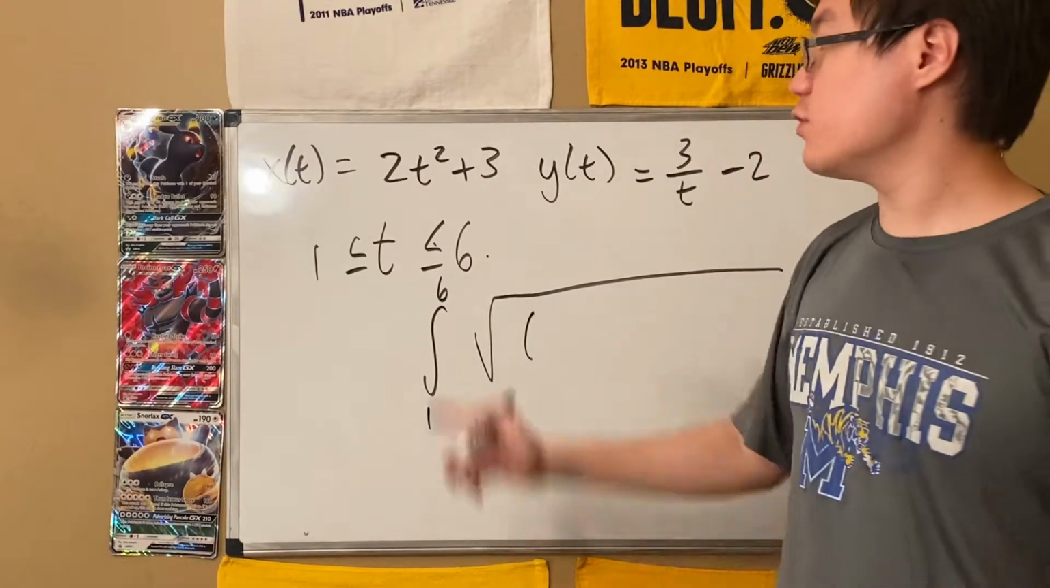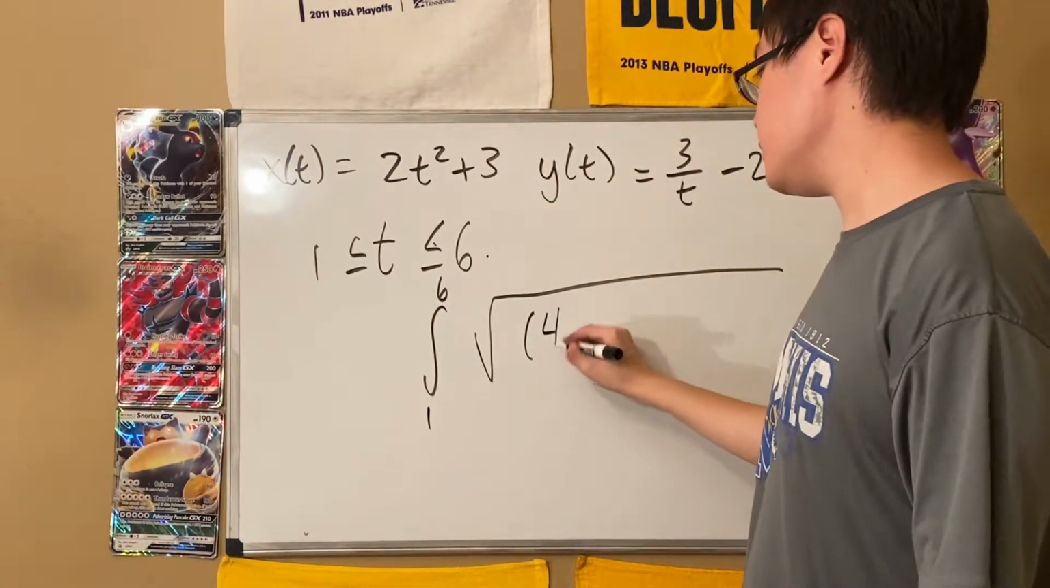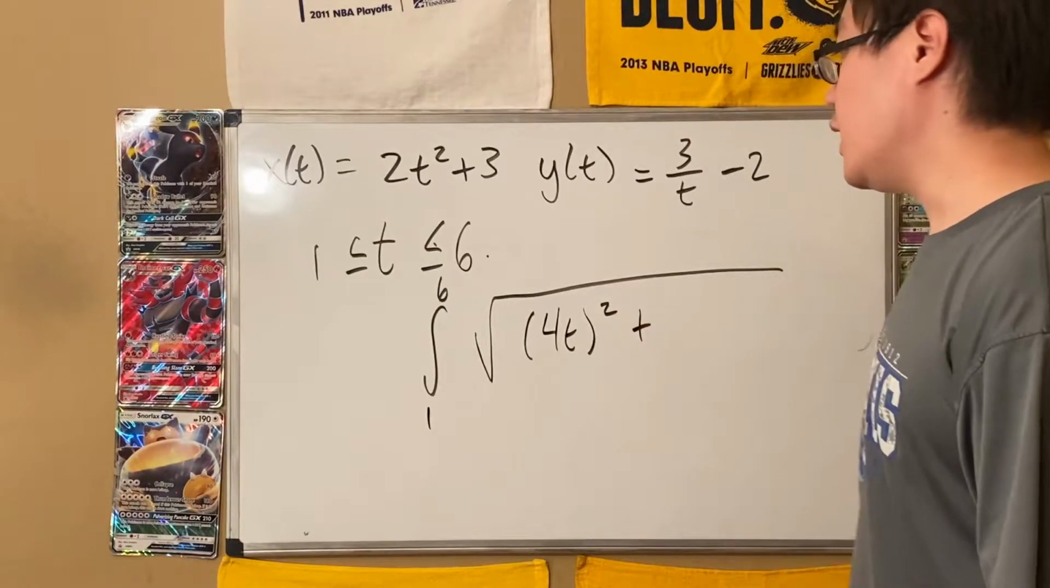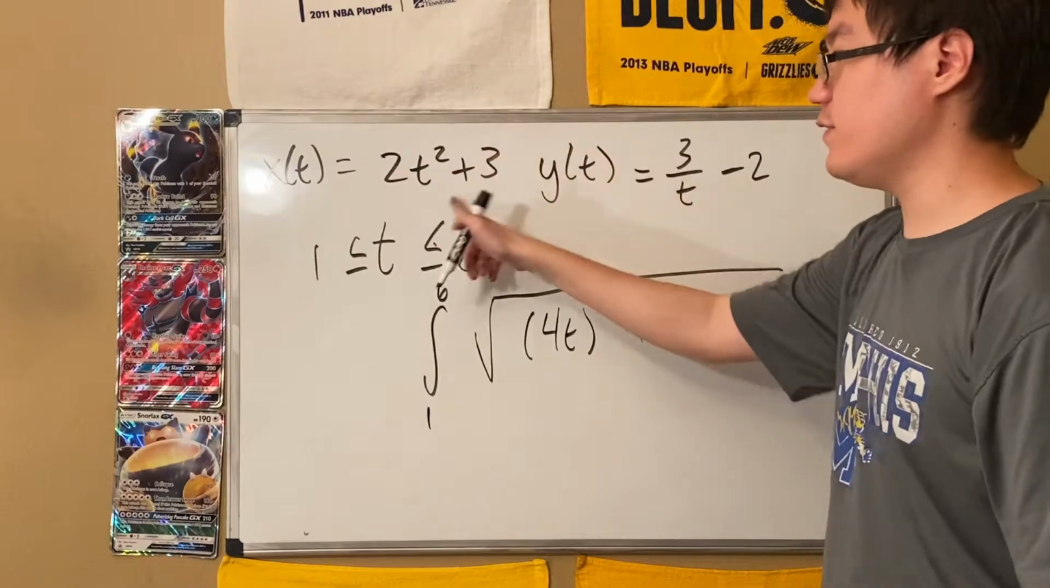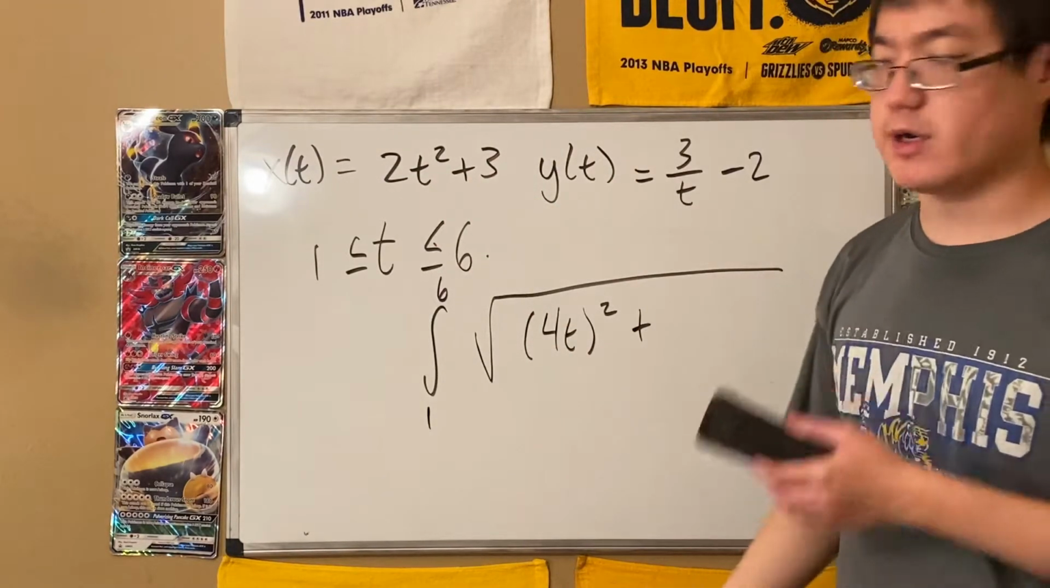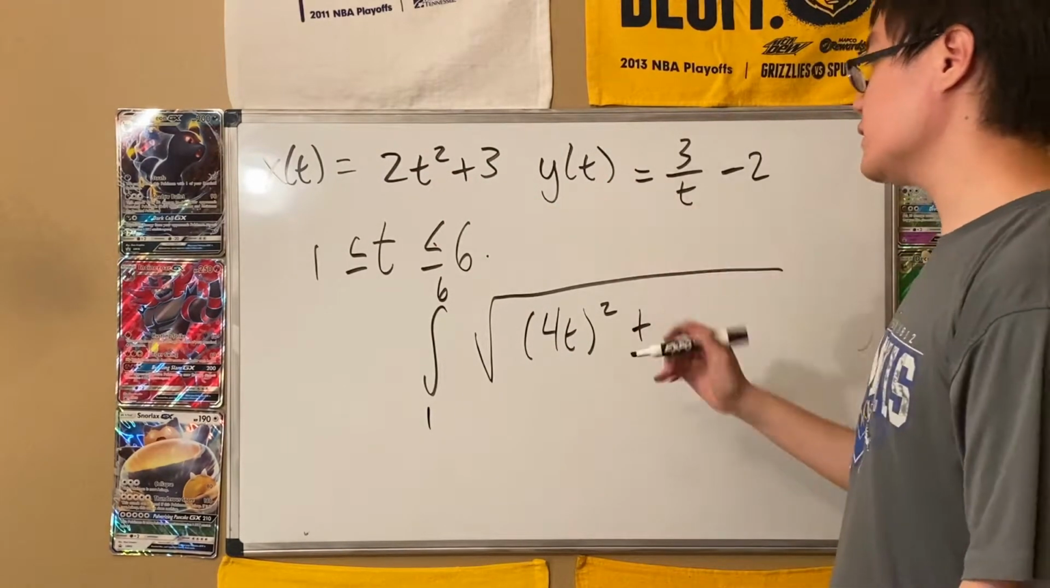This is going to be the power rule, of course. We drop the 2 down. It's going to be 4t squared. Why is the squared here? Well, again, it's the derivative squared. So the derivative of this was just 4t, but we're squaring it. Then we have the derivative of this guy right here.